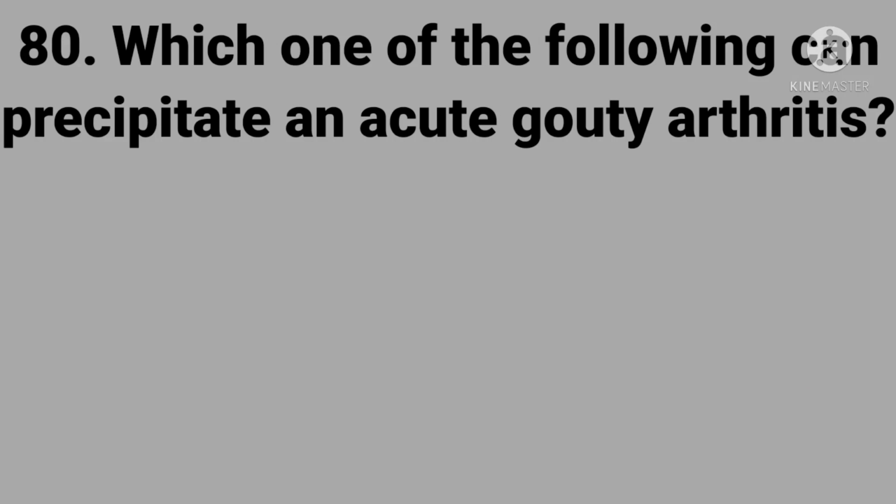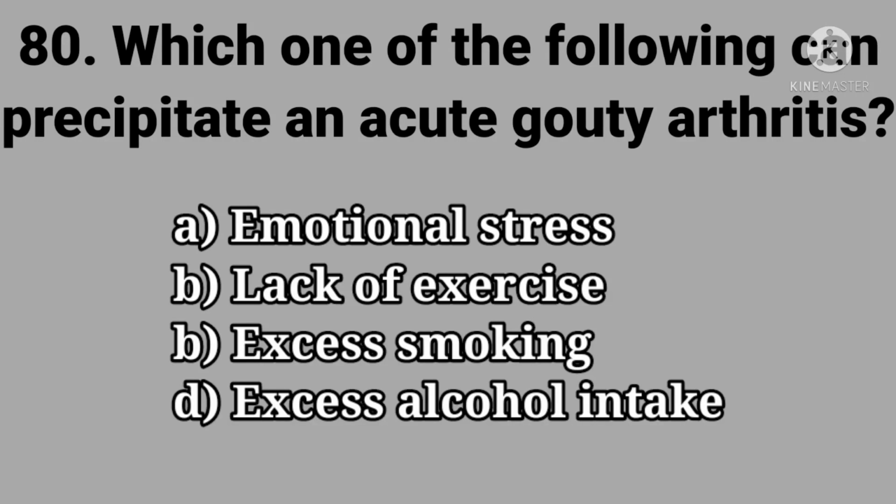The next question, which one of the following can precipitate an acute gouty arthritis? The options are emotional stress, lack of exercise, excess smoking and excess alcohol intake. Which one of the following can precipitate an acute gouty arthritis?